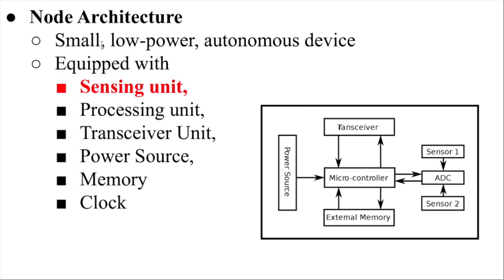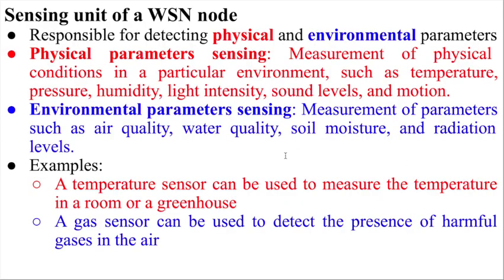Now, this is the node architecture that we have seen. They have the sensing unit, processing unit, communication unit, power unit, memory, and clock. So now we talk much more about the sensing unit. Here we have seen that the sensing unit has the sensors. So what is the responsibility of the sensing unit of a wireless sensor node?